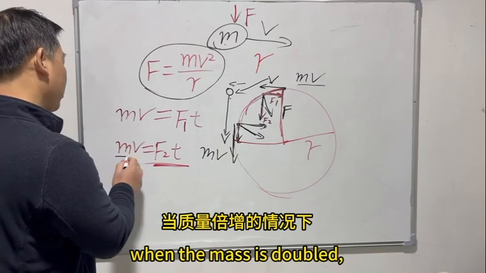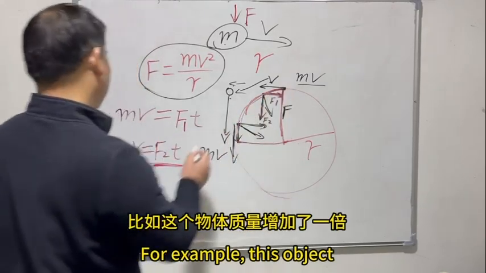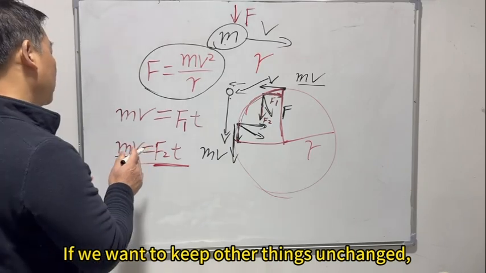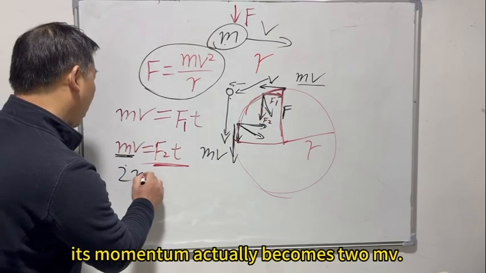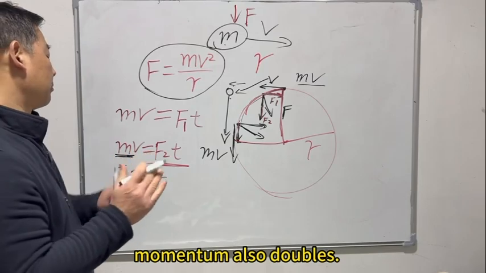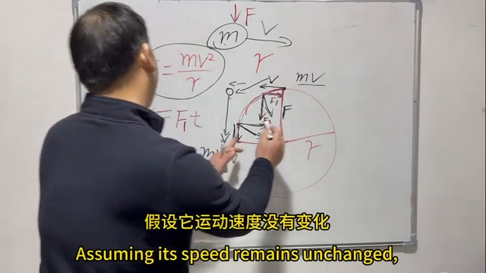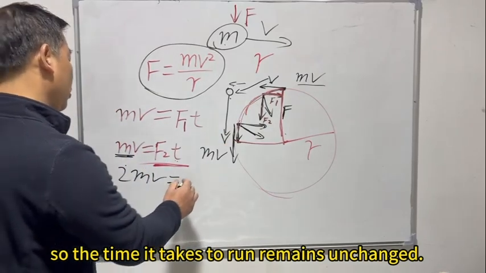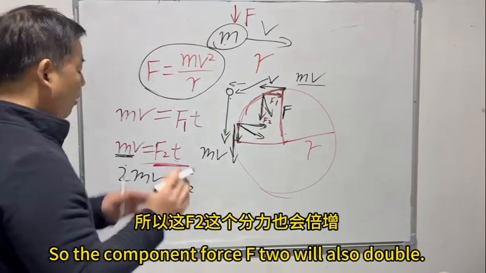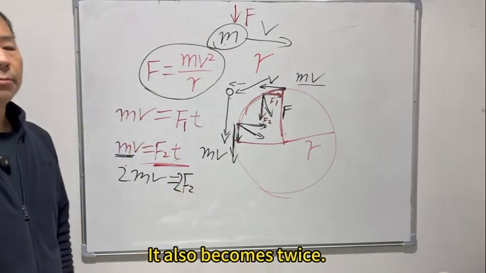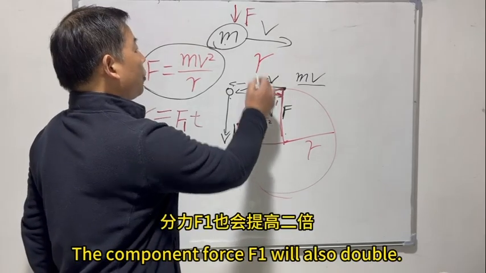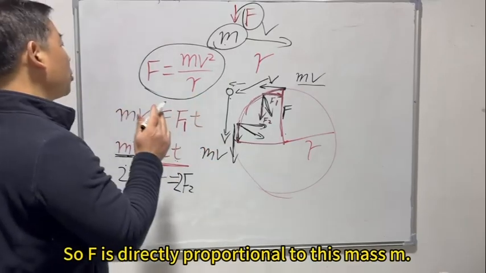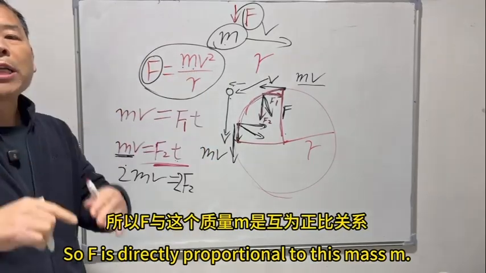When the mass is doubled, for example, this object's mass doubles. If we keep other things unchanged, its momentum becomes 2mv. Momentum also doubles, assuming its speed remains unchanged, so the time it takes to run remains unchanged. So the component force F2 will also double, and the component force F1 will also double. Then in fact, the force F has also doubled. So F is directly proportional to the mass m.